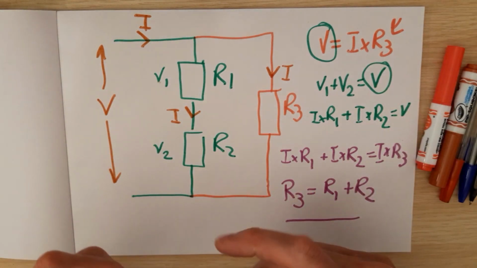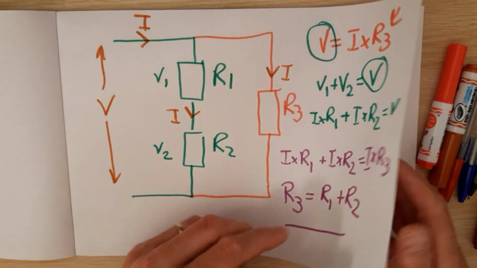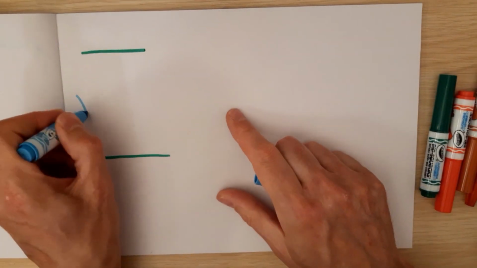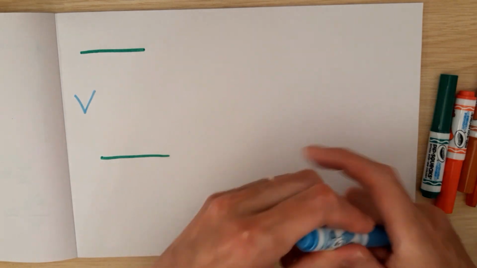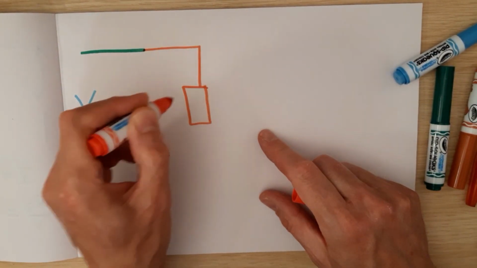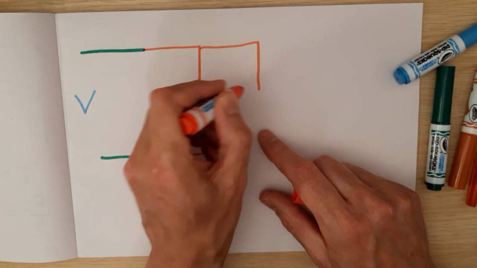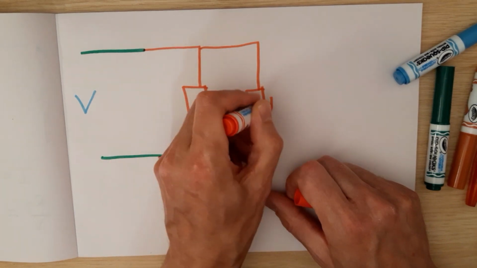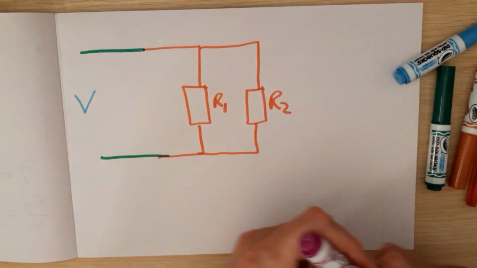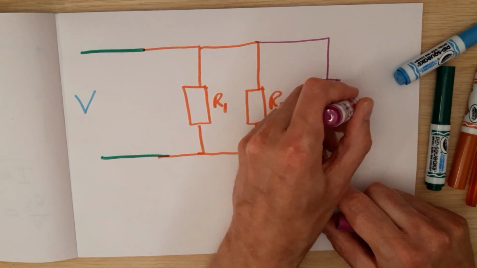This is a bit of mental warm-up. Let's have a look at resistors in parallel, because that might be more confusing. We have some voltage here, V. We have R1. We have R2. And they're going to be equivalent to something that we're going to call R3.